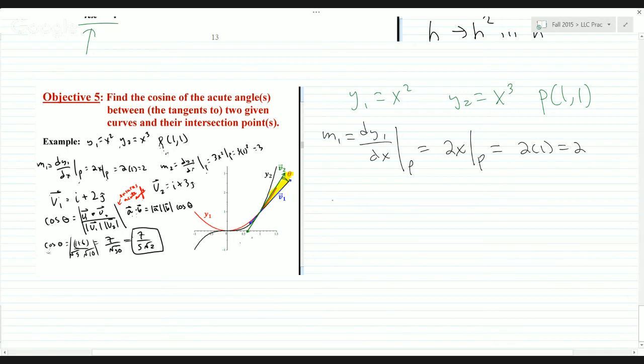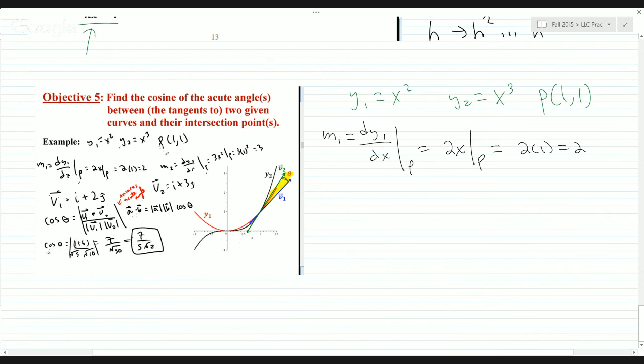If we don't write dy over dx at P, 2x at P, will they deduct points? They might. I don't know. They shouldn't. Or put 2x at 1 and then 2 times 1. I would write it, or at the very least, write d of x squared. At the very least, write that.